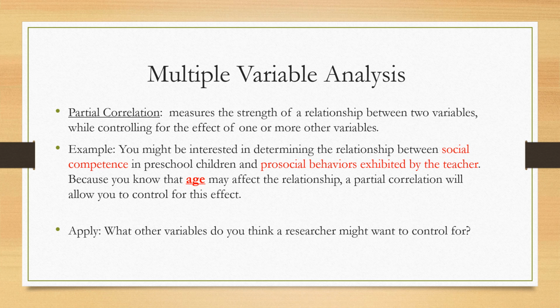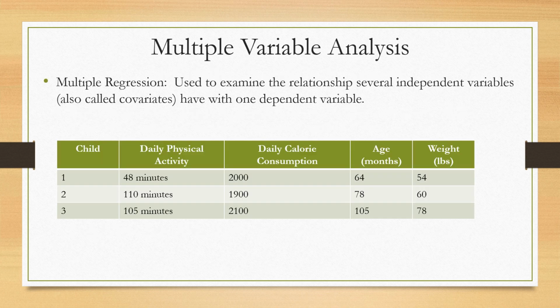exhibited by the teacher. Because you know that age may affect the relationship, a partial correlation will allow you to control for this effect. What other variables do you think a researcher might want to control for? Might they want to control for sex of a child, constructivist versus traditional classroom, socioeconomic status? Can you think of any additional ones?